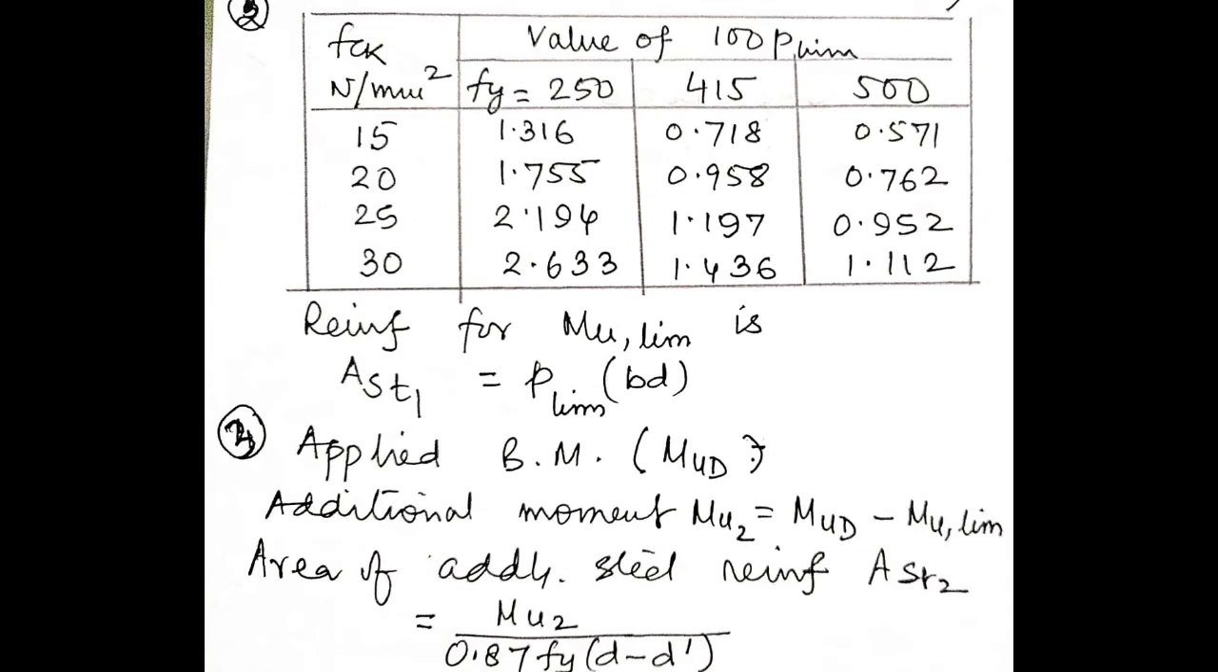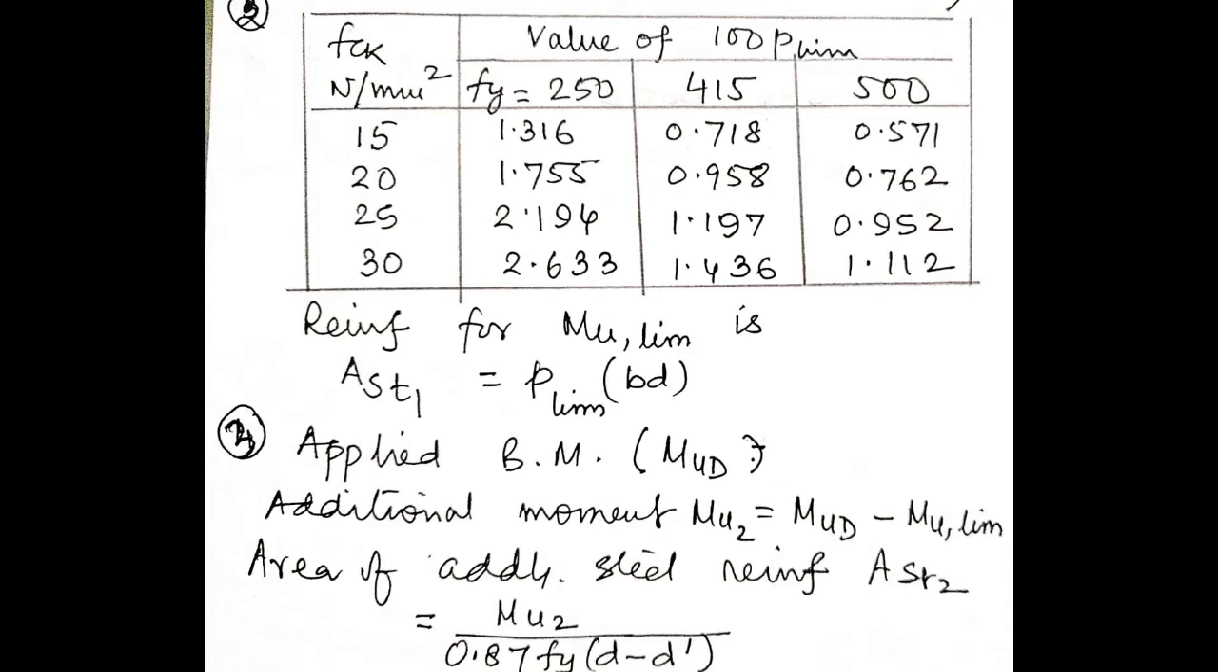In the second step, this is one table given in IS 456. Let us have a look at the table. In the left hand side column, it is fck, that is the compressive strength of the concrete, in Newton per mm square. So here it is M15, M20, M25 and M30 concrete. So these four grades of concrete are there. And along the horizontal row, it is the value of 100 p.lim. p.lim is the percentage of the steel provided. This is also categorized between three steels used: fy 250, then 415 and 500.